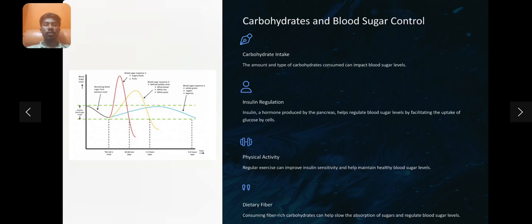Carbohydrates and blood sugar control. Carbohydrate intake: the amount and type of carbohydrate consumed can impact blood sugar level. Insulin regulation: insulin, a hormone produced by the pancreas, helps regulate the blood sugar level by facilitating the uptake of glucose by cells. Physical activity: regular exercise can improve insulin sensitivity and help maintain healthy blood sugar level.